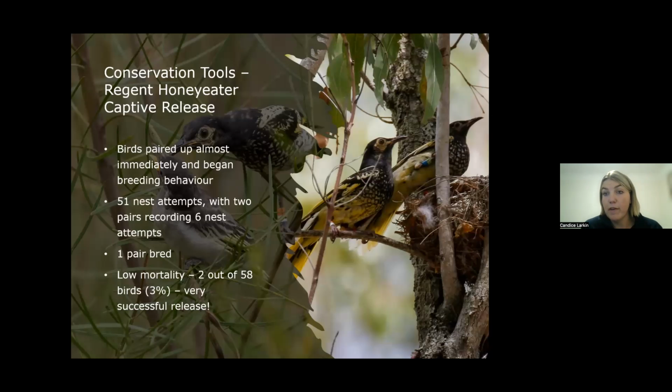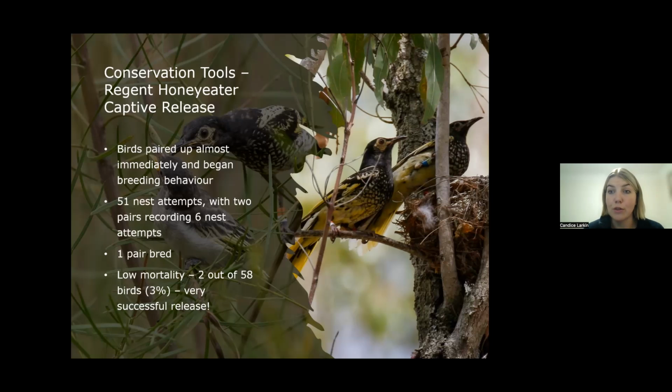So what we found when we released these birds was that the birds paired up almost immediately and began attempting to breed. We had 51 nest attempts, and 2 pairs attempted to breed 6 times within the breeding season. 1 pair bred successfully, and we had a wild fledgling that they produced, and that wild fledgling was seen several months later.